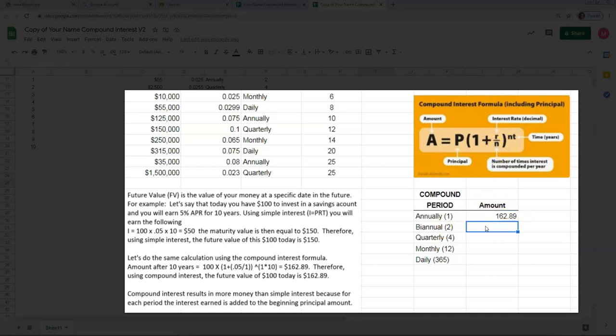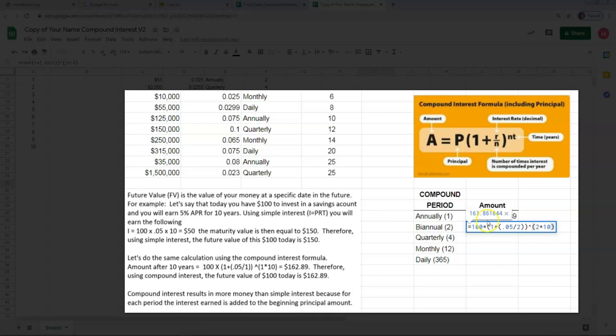Let's practice the calculation again. Equal sign. Once again, the principal is 100 times 1 plus, and we do our division of r divided by n, 0.05 divided by n. In this case, n is 2, and enclose that in parentheses, enclose the entire expression, raise it to a power, and do that calculation of n, which in this case now is 2 times 10 years.